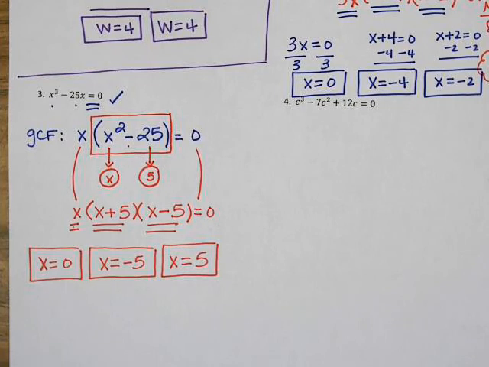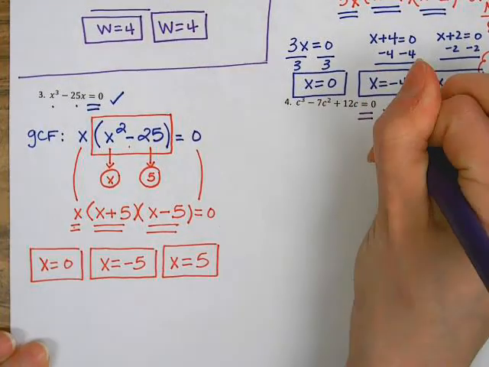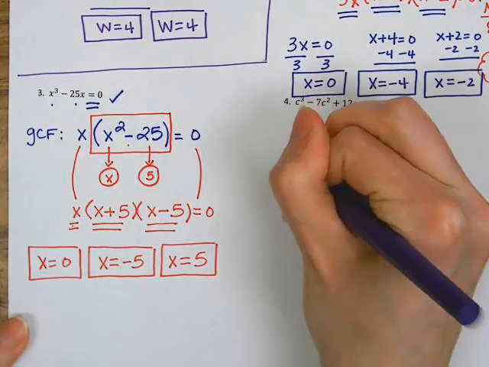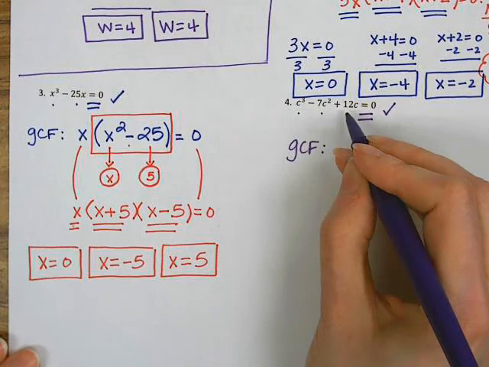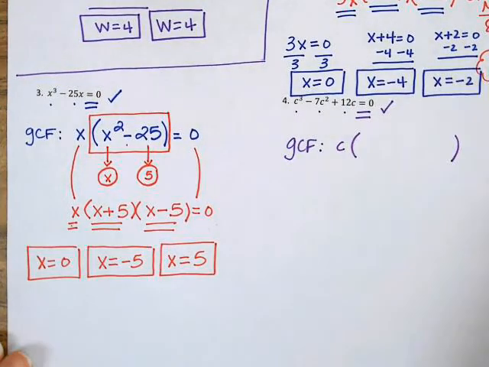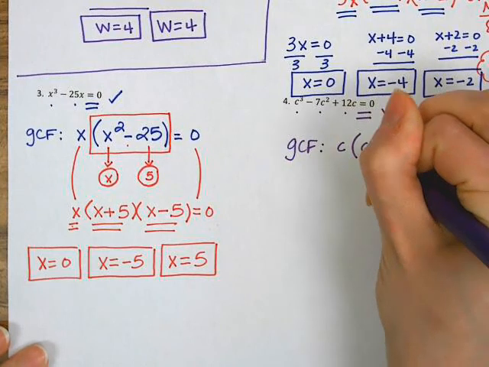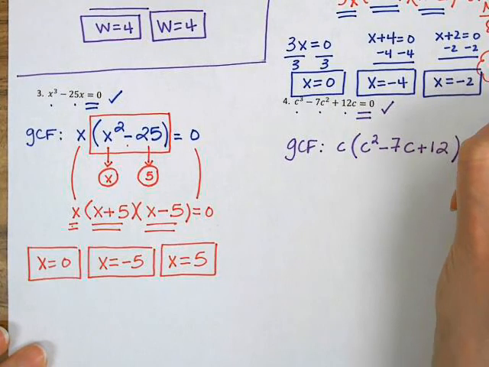All right, last one, number 4. It is equal to 0, so we are good to start. Think about if there's a GCF you can take out. And it looks like they both just have a c. So let's divide out a c. You're left with c squared minus 7c plus 12 equals 0.